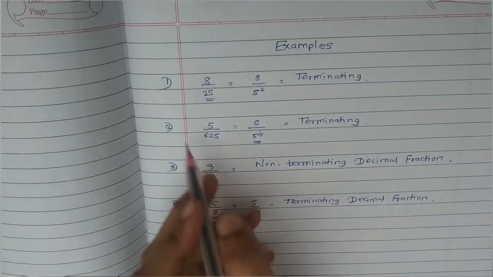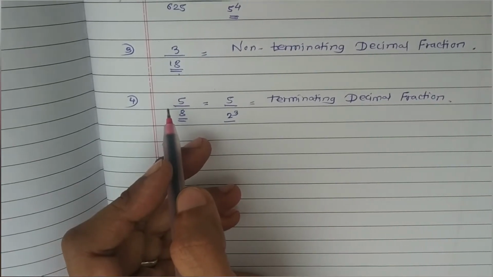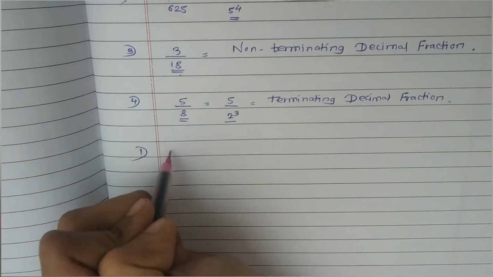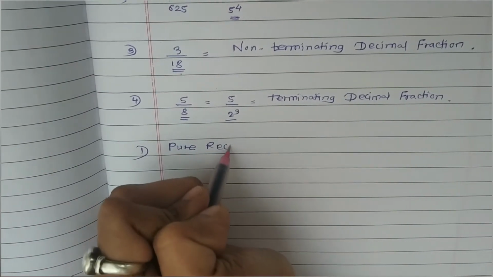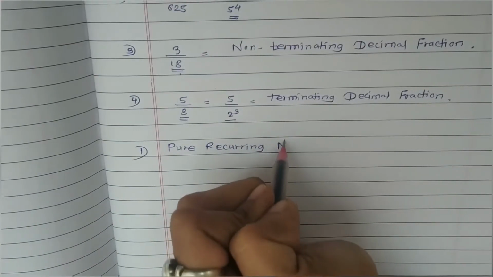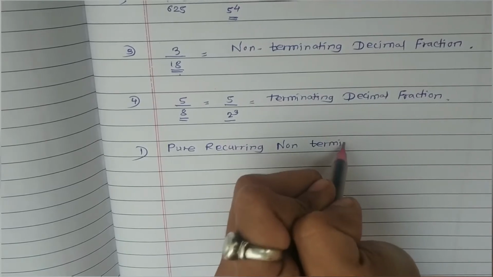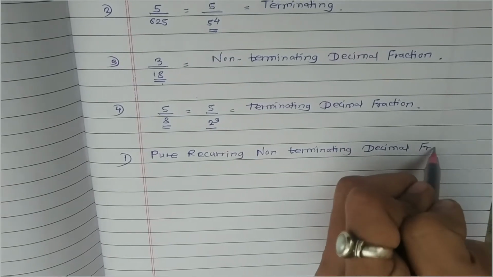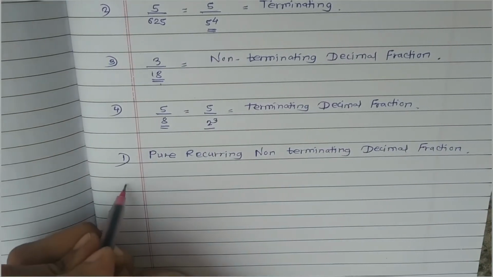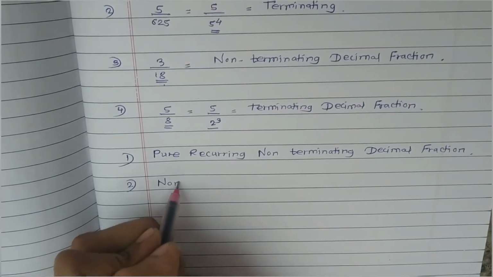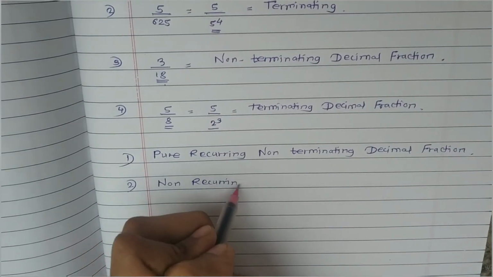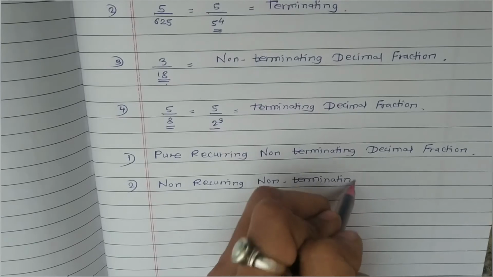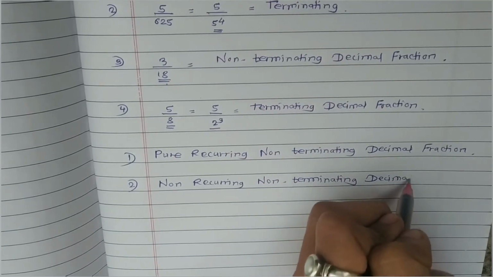Let's move to the next point. There are again two types of non-terminating decimal fractions. First one is pure recurring non-terminating decimal fraction, and second type is non-recurring non-terminating decimal fraction.